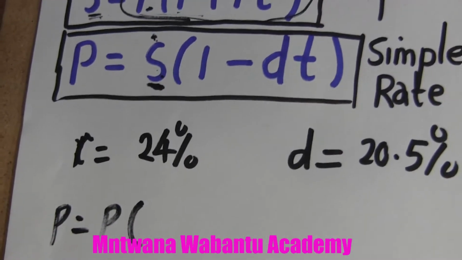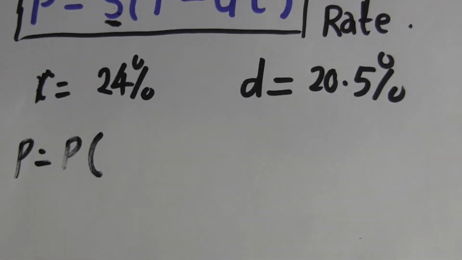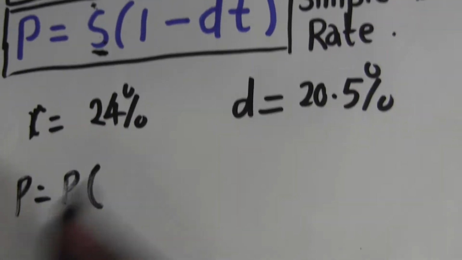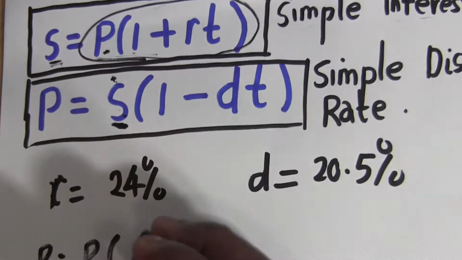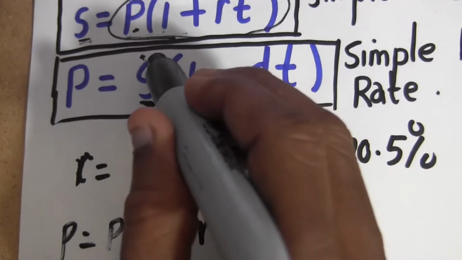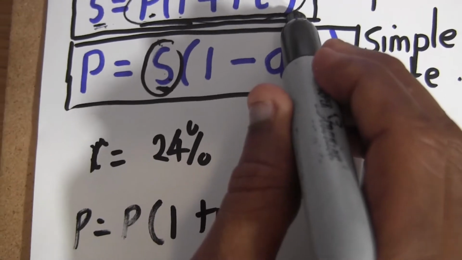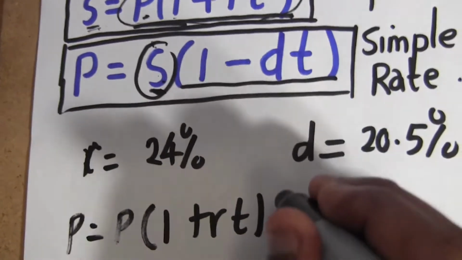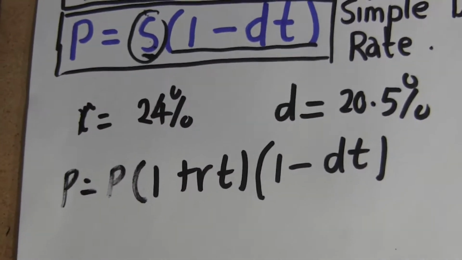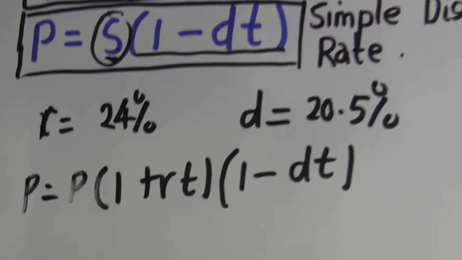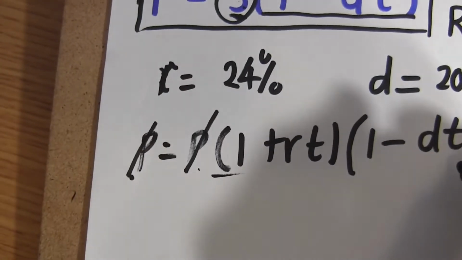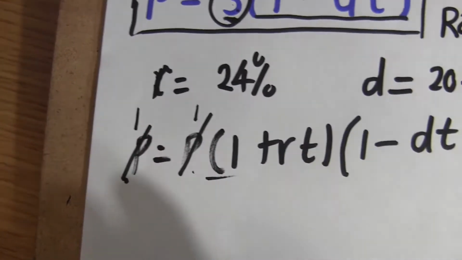So instead of writing S, I'm going to write P times (1 plus rt). In the position of S, it will be replaced by this, but we still have this one, so I'll say 1 minus dt. What do we want? We want to get time. So look, this P and this P cancel, because everything is multiplication, and you're going to get 1.